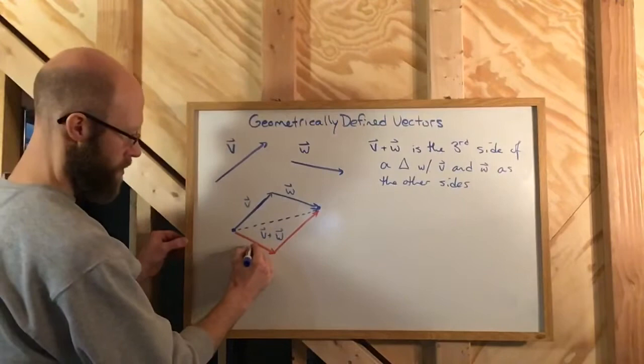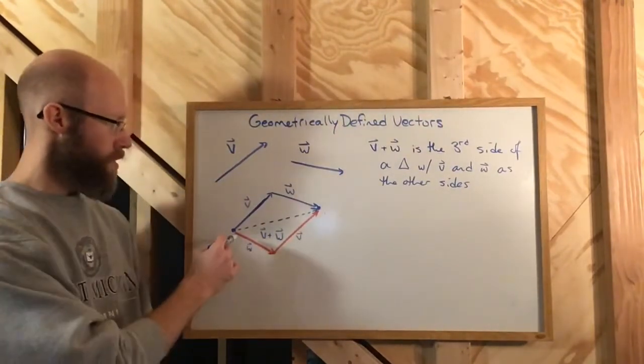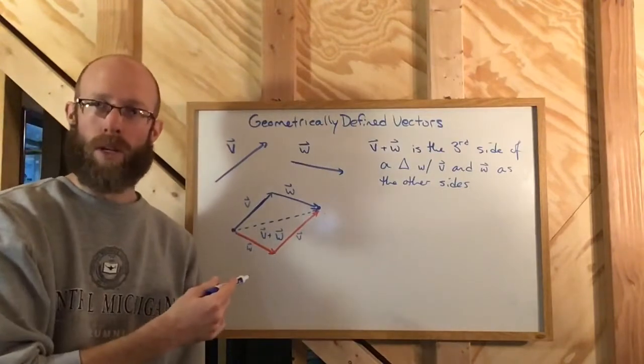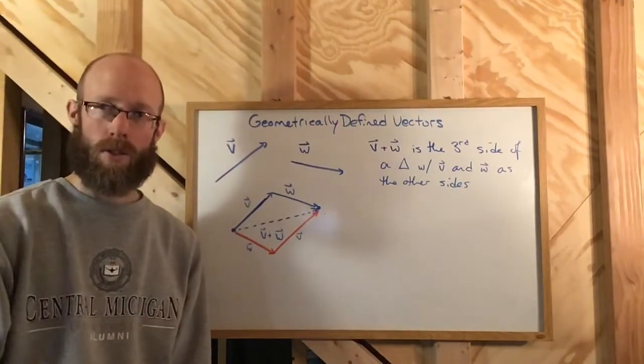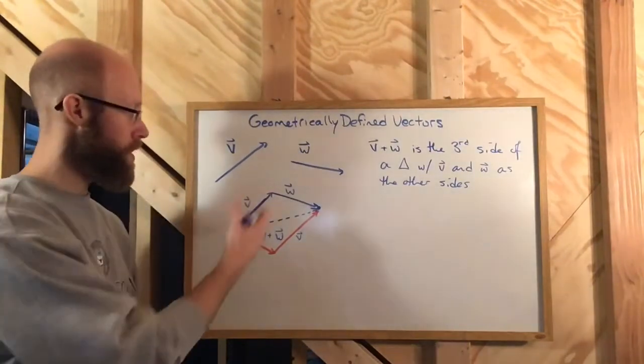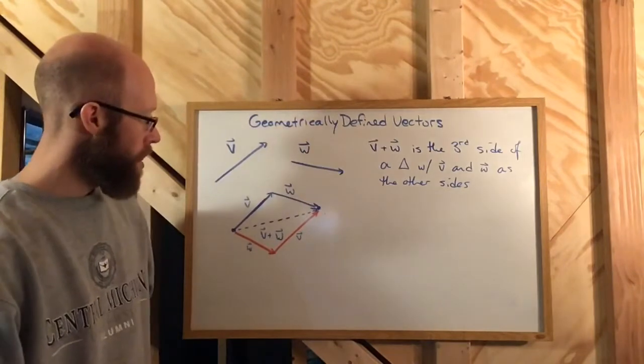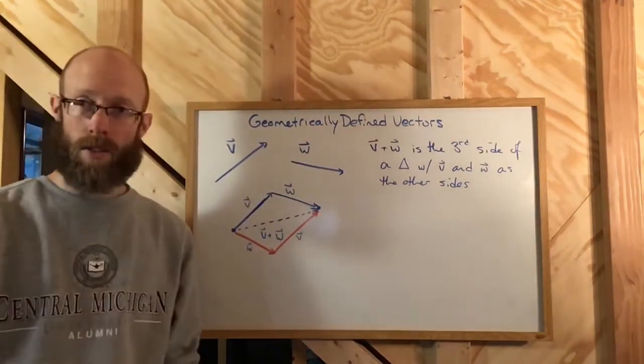Okay, so this is vector w again, this is vector v again. Then you could say that v plus w is one of the diagonals in the parallelogram formed with v and w as the two main sides. Okay. Now the other diagonal is kind of important.